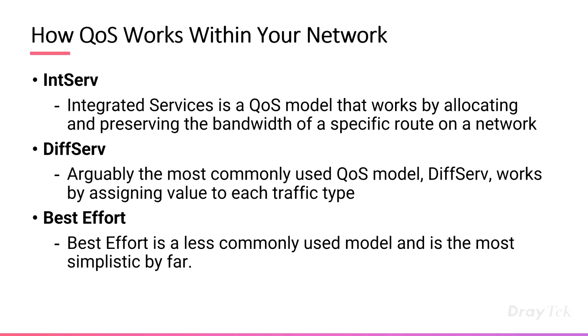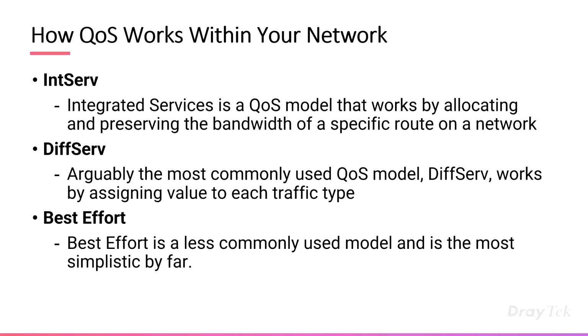Usually, administrators use three models to manage their traffic: integrated services, or IntServ, differentiated services, and the least common is the best effort model. Integrated services is a QoS model that works by allocating and preserving the bandwidth of a specific route on a network. Applying for resource allocation, then using RSVP, which stands for Resource Reservation Protocol, network devices can assess the stream of data packets to ensure there is sufficient space to accept the necessary packets.